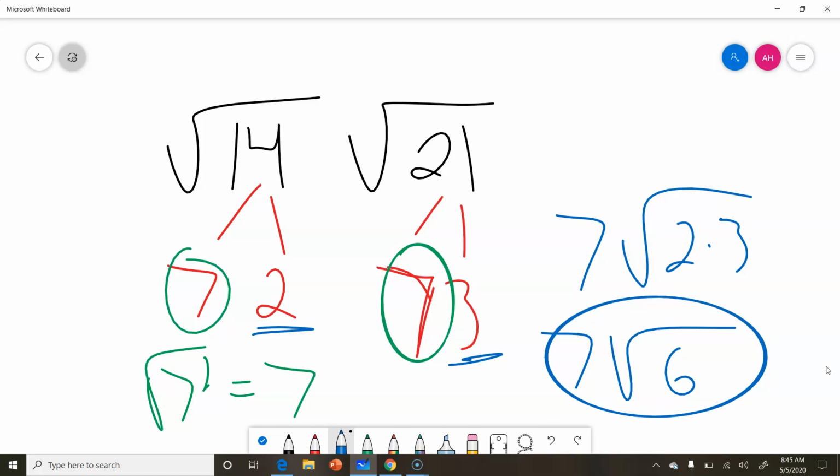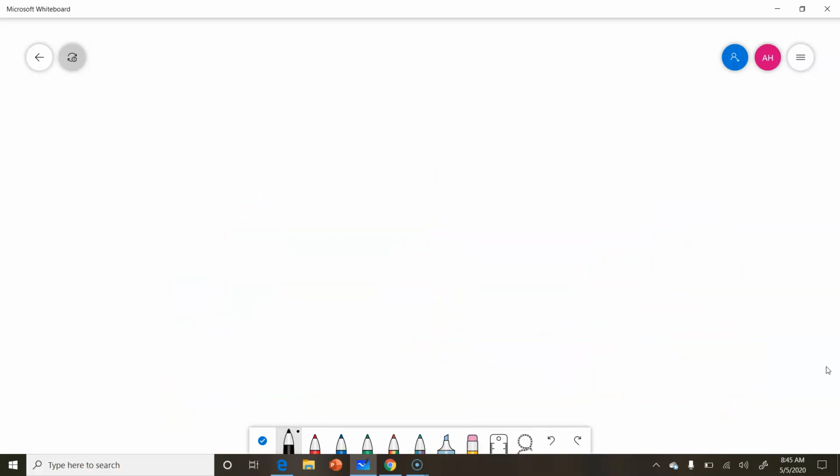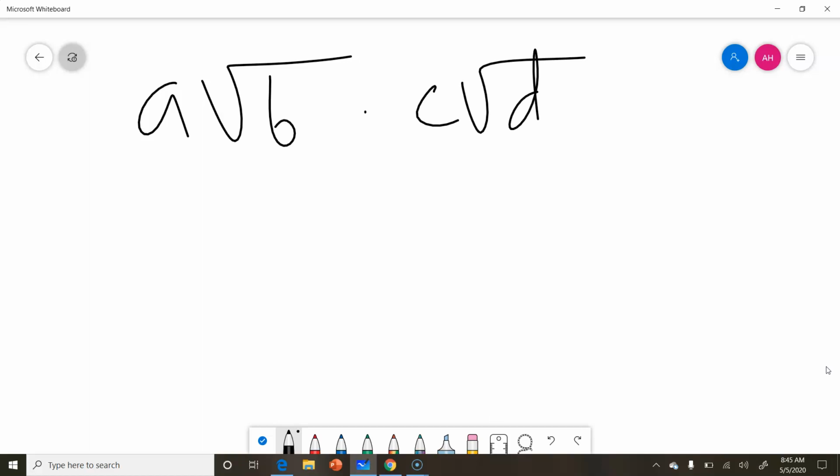Now, one other thing that we can do, and this is interesting, here's a rule to write down: when they're multiplied, if we have a times the square root of b times c times the square root of d, guess what? We just keep what's on the outside multiplied. This equals ac times, and then we just multiply what's inside and keep it inside, the square root of bd. Okay, so let's do an example like that.